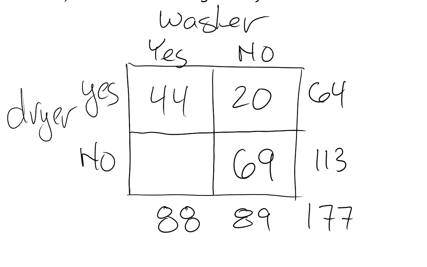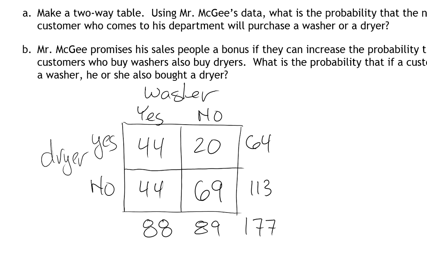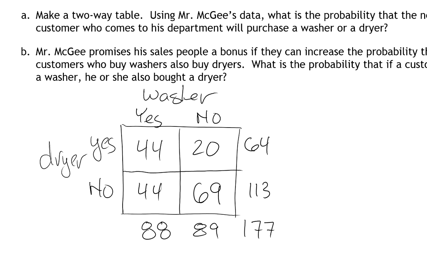Now I know that there are 44 people who bought both a washer and a dryer. And then finally, these two numbers have to add up to 88. And 44 plus another 44 would be 88. So of the 88 people that bought a washer, half bought a dryer and half did not. I can answer all kinds of questions now. So that's our two-way table. It's a great way of organizing this categorical data. And now they're going to ask us some questions here.